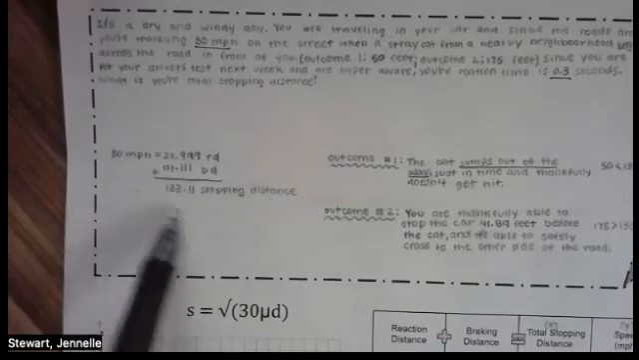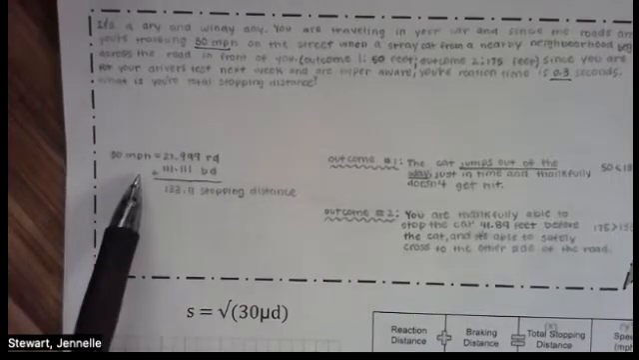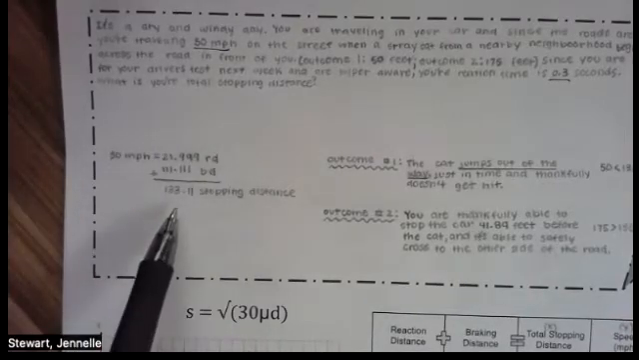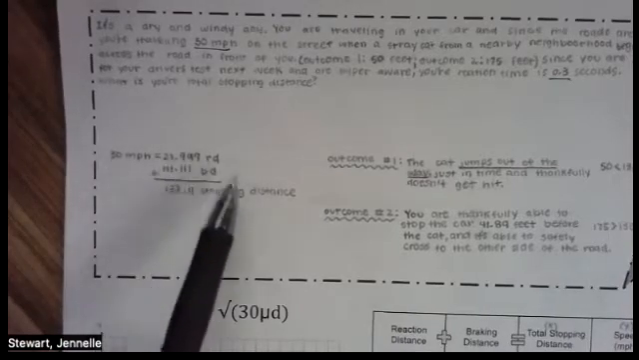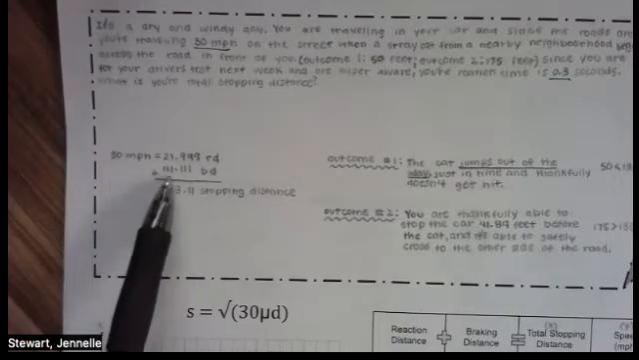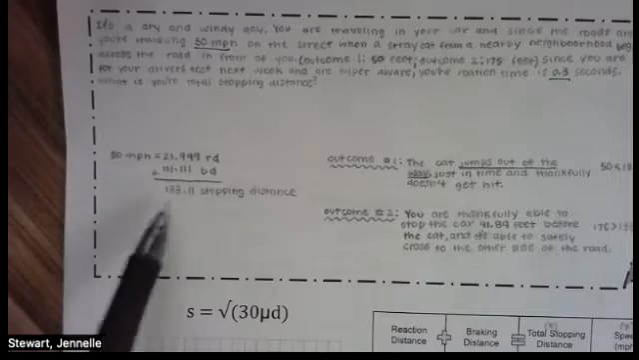So, outcome 1. Now, what they did was they first calculated here at 30 miles per hour, and I will show you how to calculate your reaction distance again. 30 miles per hour. Their reaction distance they calculated was 21.9. Their braking distance was 1.11. So their total stopping distance at 50 miles per hour was 133 feet.